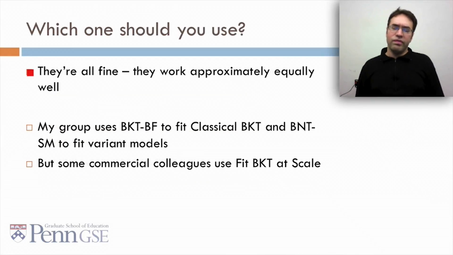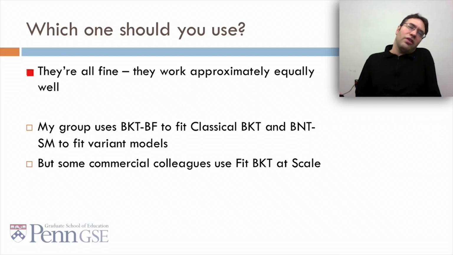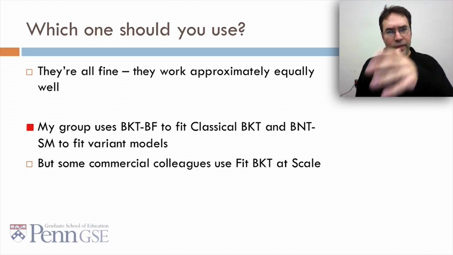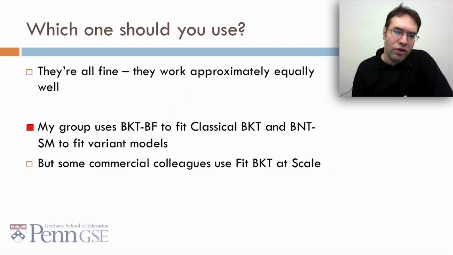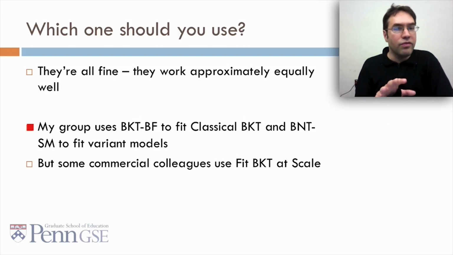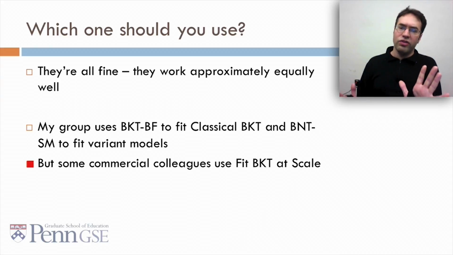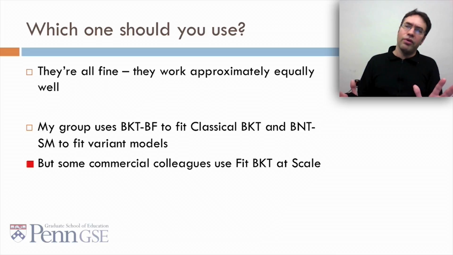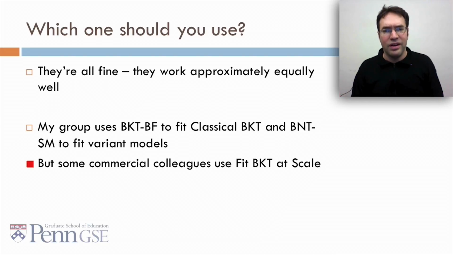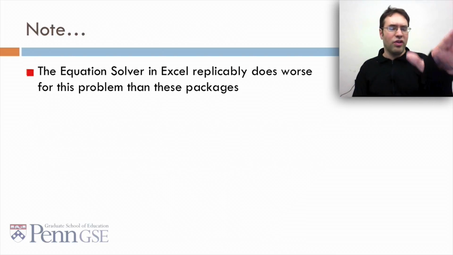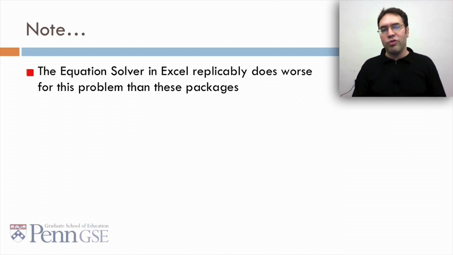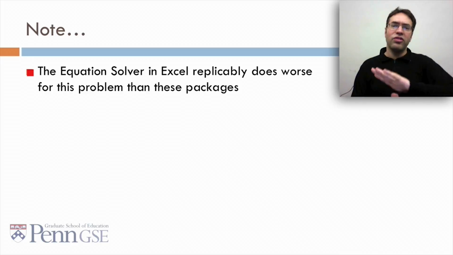Which one should you use? Obviously I'm biased because I helped write one, but they're all fine really. They work approximately equally well. My group uses BKT-BF to fit classical BKT and BNT-SM to fit the variant models, and I'll talk about those in a few lectures. But some of my commercial colleagues use fit BKT at scale and they're pretty happy with it. They're all fine. The one thing you shouldn't do is to use the Excel equation solver. That replicably does worse for the problem than these packages. Not a good idea. Use some existing package and they're out there. In your assignment you'll have a chance to do that.